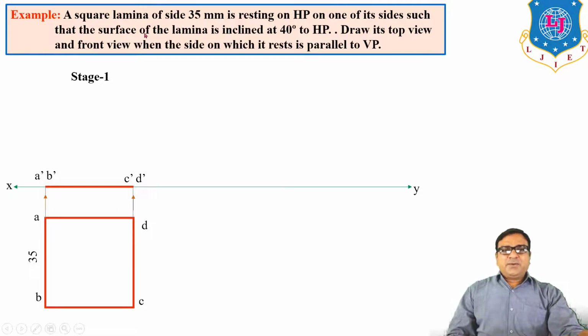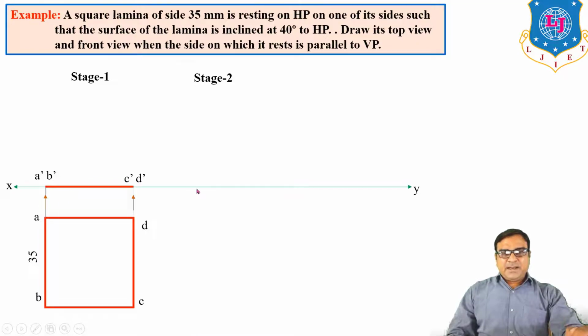But in the problem we want the surface to be inclined 40 degree to HP. So our next stage is when the surface is inclined to HP at 40 degree. So this is the front view, a horizontal line. So we have to redraw this line here in which the angle between this line and XY is 40 degree.